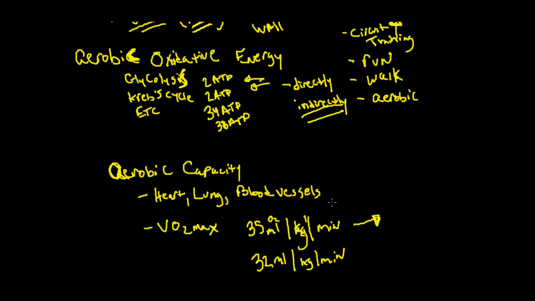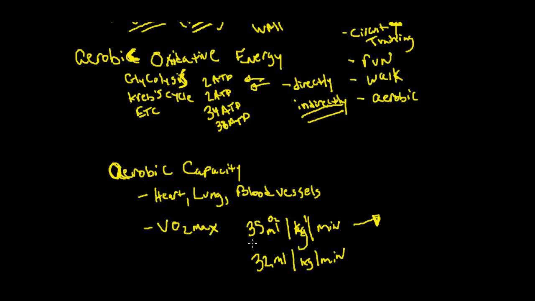The highest ever recorded VO2 max is by a cross-country skier, and that should make sense because they're using upper body and lower body exercise, so they're not just doing lower body aerobics, they're including the whole body, so they have to have a really high VO2 max.